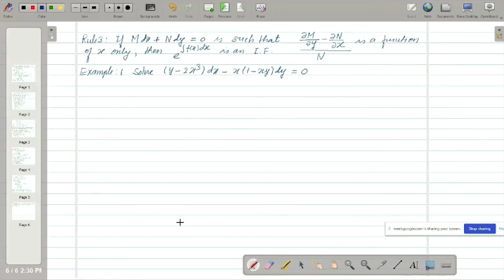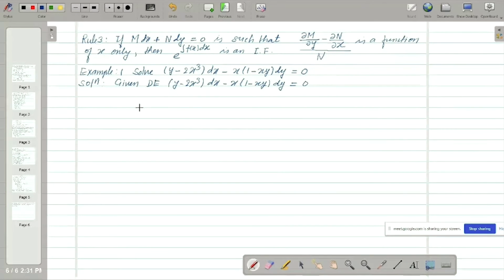Okay, now comparing this with the standard form, this is the given differential equation. So we write the solution. For that we write the given differential equation as it is. So the given differential equation is (y minus 2x cube) dx minus x(1 minus xy) dy equal to 0. This is the given differential equation.